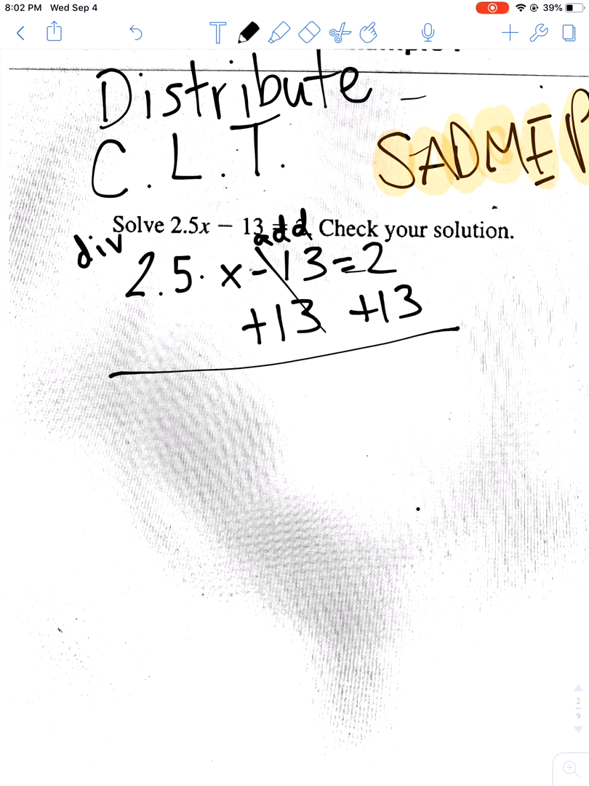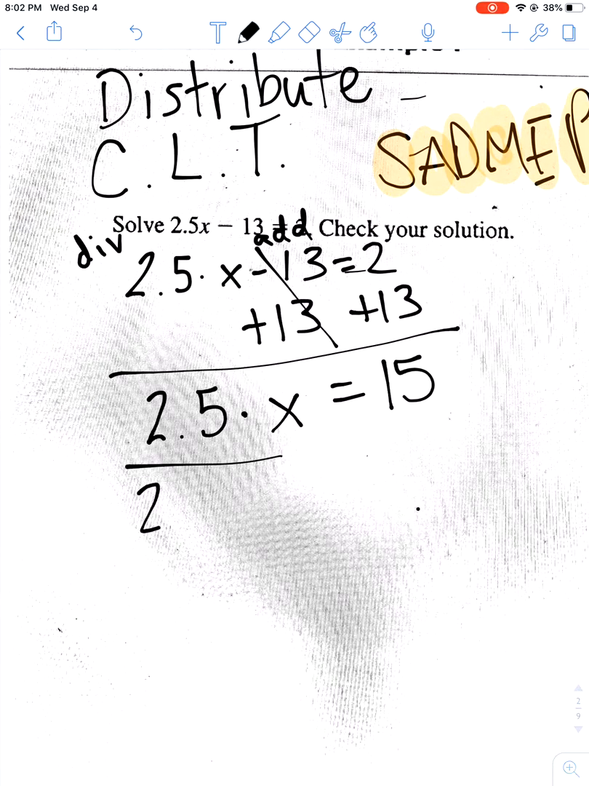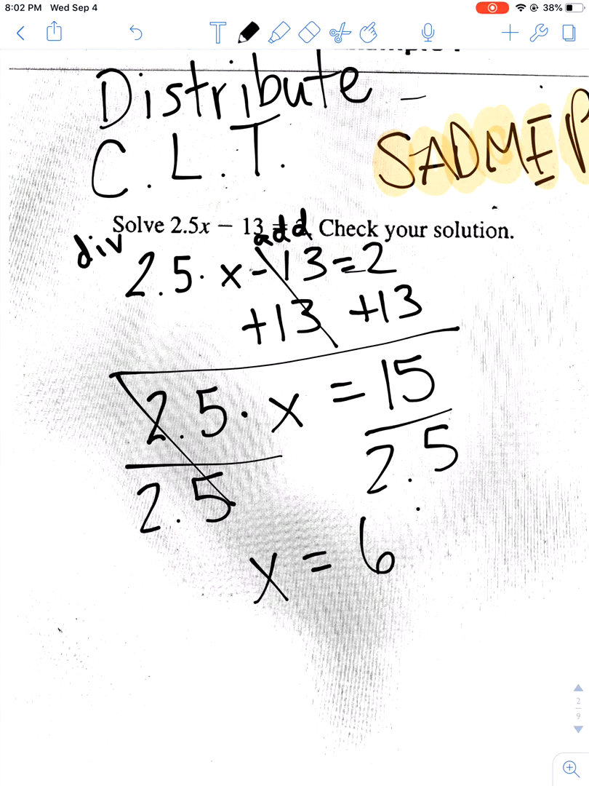Well, we know that these are going to cancel out because they are inverses. So I've got 2.5 times x equals 2 plus 13, which is 15. Now we said to get rid of this 2.5, we need to divide. So now I'm going to divide both sides by 2.5. That'll make this cancel because those are inverses, multiplying and dividing. And this ends up being 6.